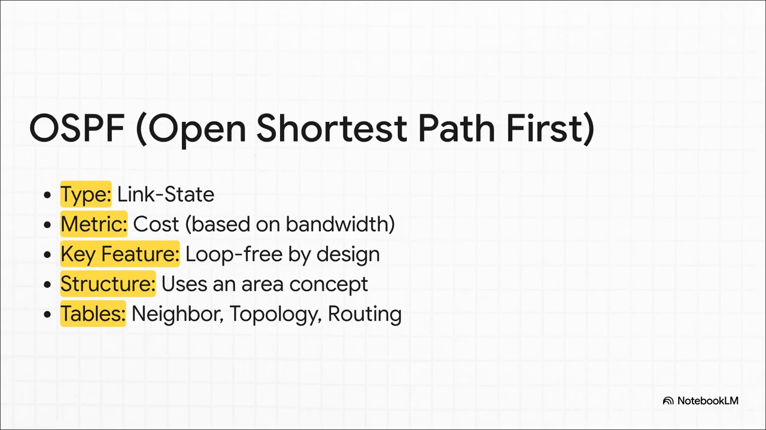And that's where OSPF comes in. OSPF is basically like having a GPS for your data. Instead of just counting the number of turns, it builds a complete map of the whole network and then calculates the absolute fastest path based on things like connection speed or bandwidth. It's the powerful engine behind so many of the world's biggest corporate networks.